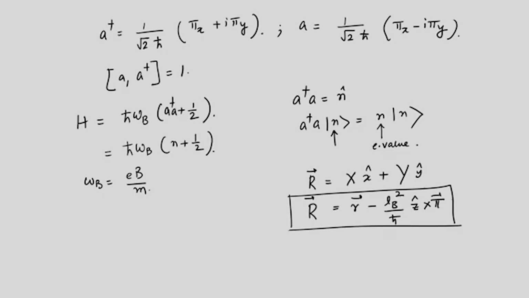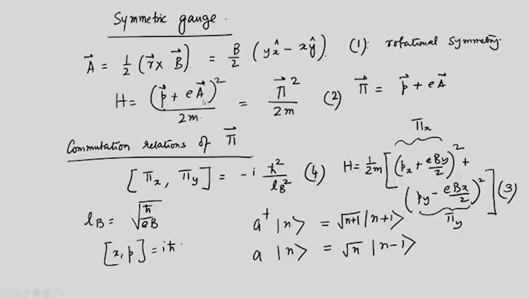So, h cross is of course replaced by l_B squared in the commutation relation that you are mostly aware of between the position variable and the momentum variable. Now, we really have a two-dimensional symmetry. We have a circular symmetry of the problem, because if you look at the gauge that we have chosen, it has a y x cap and an x y cap.